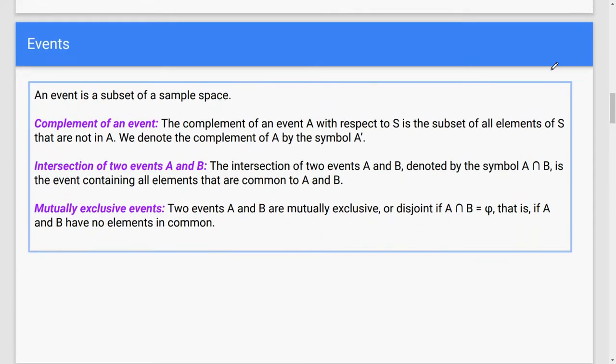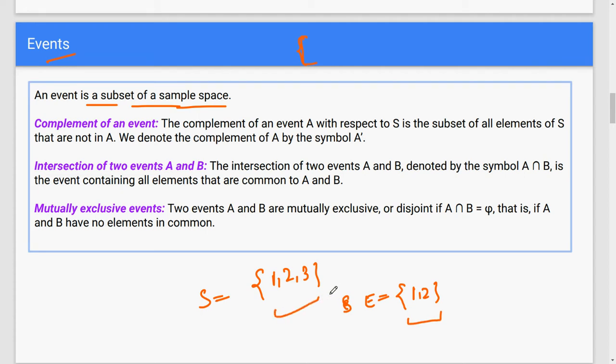One more thing: the sample space is the bigger thing, it is the whole set, but you define a probability based on an event. So what is an event? An event is a subset of a sample space. Let's say you have a sample space of size 3, with elements 1, 2, 3. It is represented by S, and you define an event, which can be represented by, let's say, E, which is just a subset. Subset means any portion of this particular set. You can see that 1, 2 is actually part of this set, so this is called a subset.